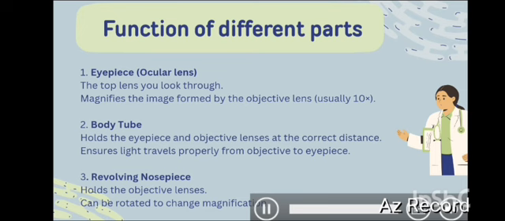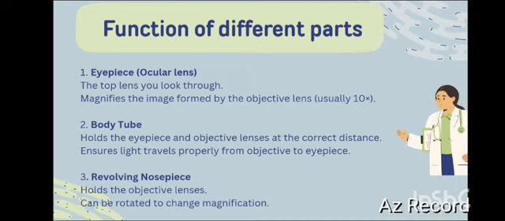Okay, the functions of the different parts of the microscope are written here. First we will look at the function of the eyepiece. The eyepiece is also known as the ocular lens. It is the top lens you look through. When we take a microscope, we look through what? The eyepiece. It magnifies the image formed by the objective lens, usually up to 10 times. The objective lens makes an image, and the image is magnified by the eyepiece, usually up to 10 times.